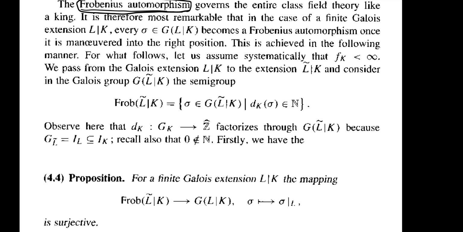It is therefore most remarkable that in the case of a finite Galois extension of K, every sigma in the Galois group becomes a Frobenius automorphism once it is maneuvered into the right position. This is achieved in the following manner. For what follows, let us assume systematically that Fk is finite. We pass from the Galois extension L over K to the extension L12 over K and consider in the Galois group the semi-group.